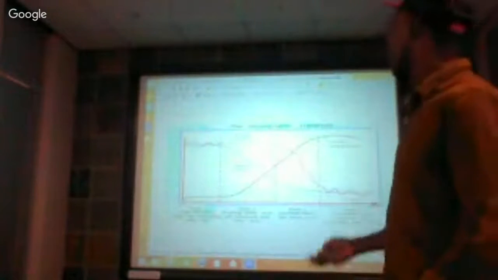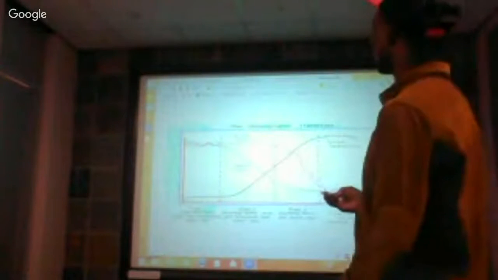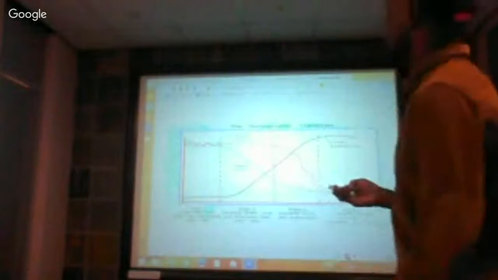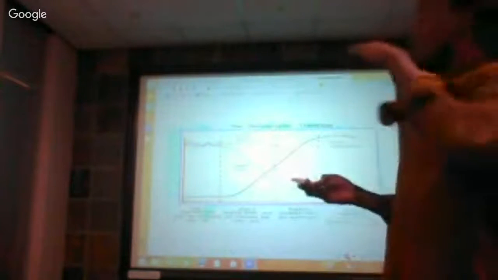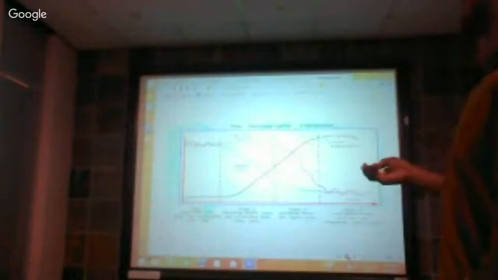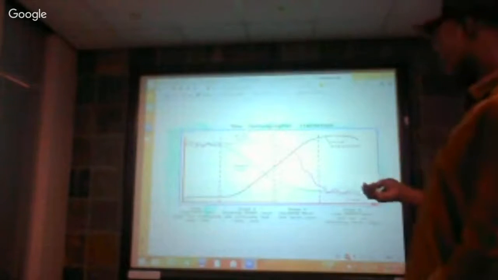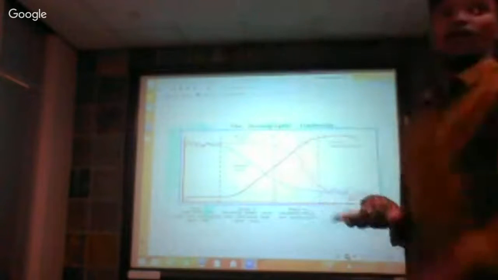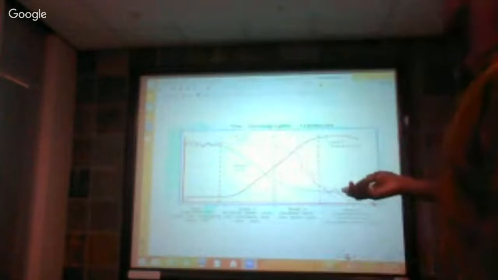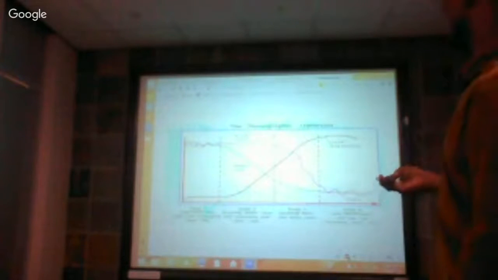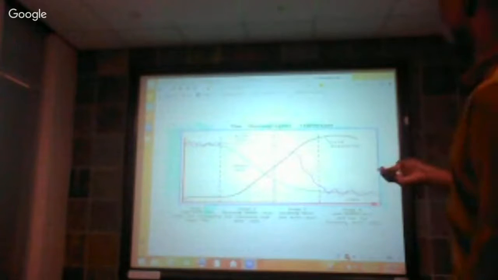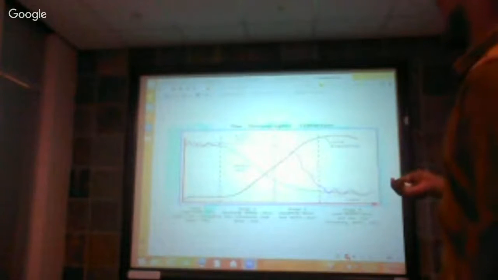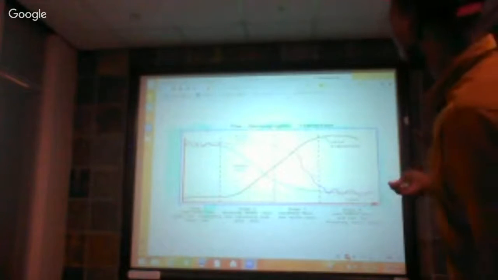This one is a demographic transition graph. If you see here, the birth rate and the death rate are both high, and they are fluctuating. In stage 2, the death rate is starting to go down, and the birth rate is maintaining a constant rate. But in stage 3, the birth rate also decreases, as you can see, and the population growth is going up.